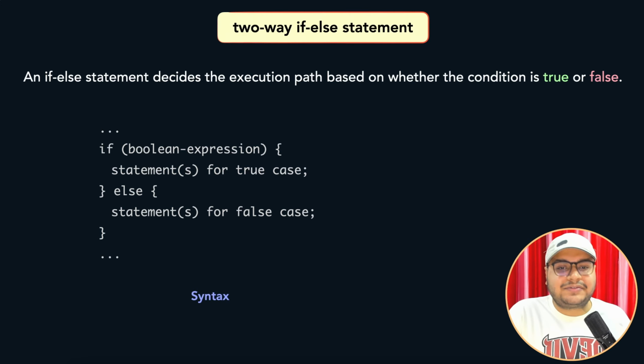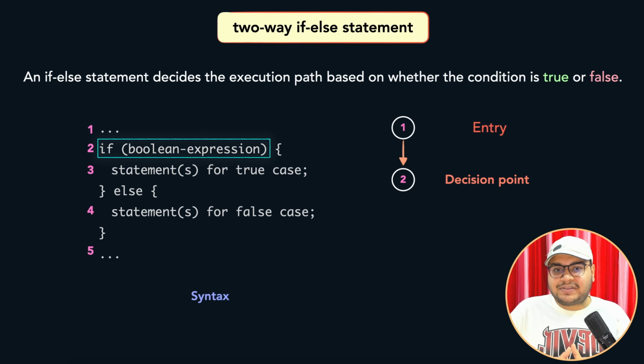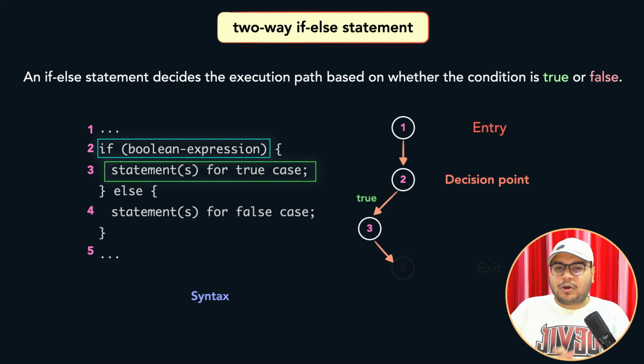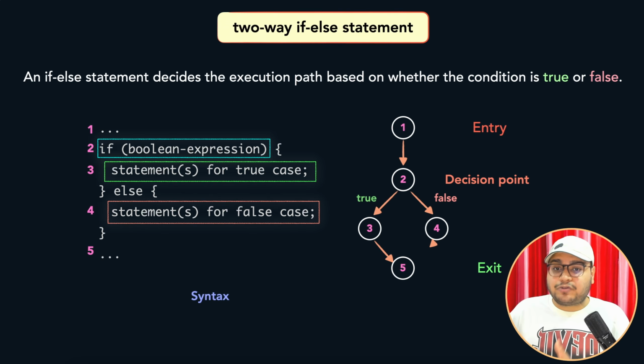Let's see that with a CFG. We begin at node 1, which is the entry point, and our flow reaches the decision point at node 2. If this evaluates to true, the program follows the same flow as before. It executes node 3, exits the if block, and finally terminates at node 5. But if the condition evaluates to false, instead of doing nothing as we were doing before, the program executes the else block, that is node 4 in this case, and completely exits at node 5.